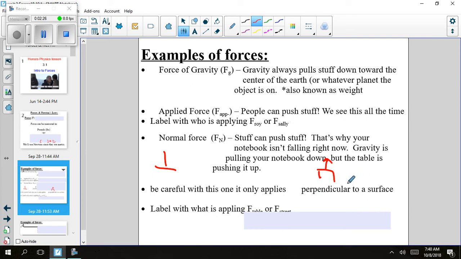The reason that I'm mentioning it now is because if you have an object that's not sitting on a flat surface, like let's say on a ramp, there you go, look at that awesome ramp, the normal force still goes perpendicular to the surface, whereas gravity goes straight down to the center of the Earth.